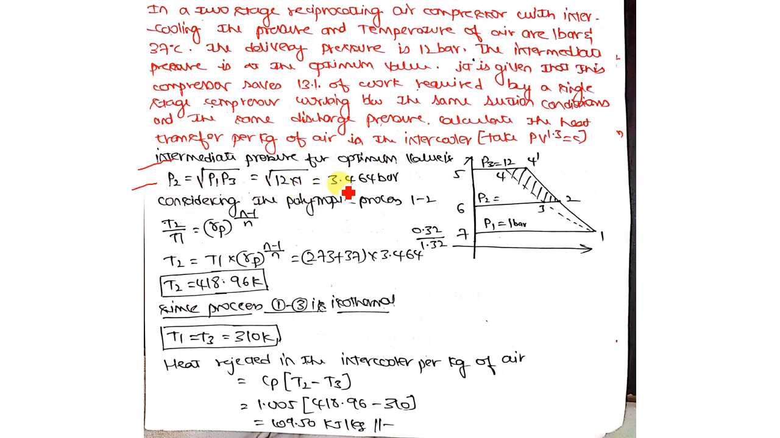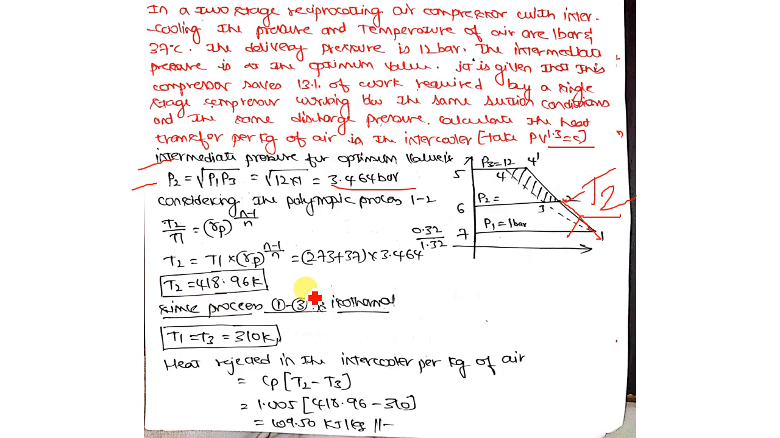Considering the polytropic process from 1 to 2, which process is it? It is a polytropic process of index 1.3. Use the PVT conversion equation to know the value of T2. So the T2 value was 418.96 Kelvin. Just use the PVT conversion equation for a polytropic process. You know it very well.